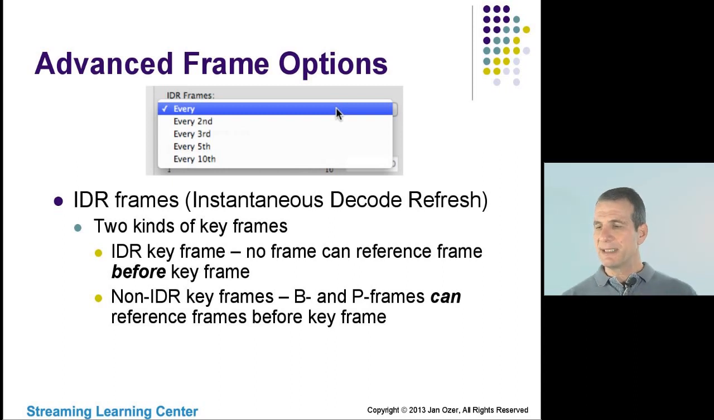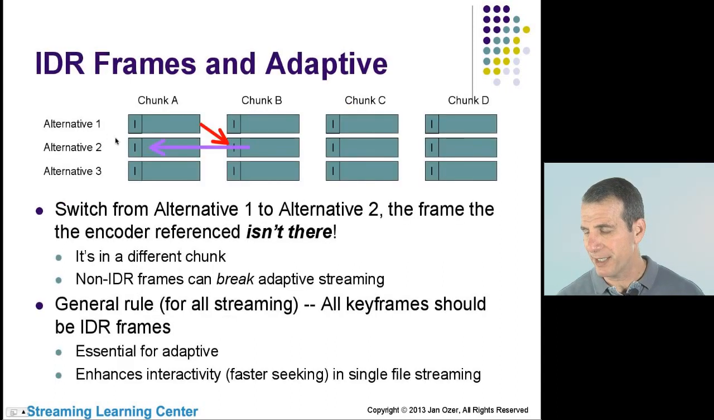Now, what about IDR frames? IDR frames are instantaneous decode refresh frames, and you'll see some encoding tools give the ability to set an IDR frame interval. And so there are 2 kinds of keyframes. One is an IDR keyframe, where no frame can reference a frame before the keyframe. And then there are non-IDR frames, where B frames and P frames can reference frames before that keyframe. And the simple answer is whenever you're encoding for either single file or adaptive streaming, make sure that every keyframe is an IDR frame. And let's look at why for adaptive streaming.